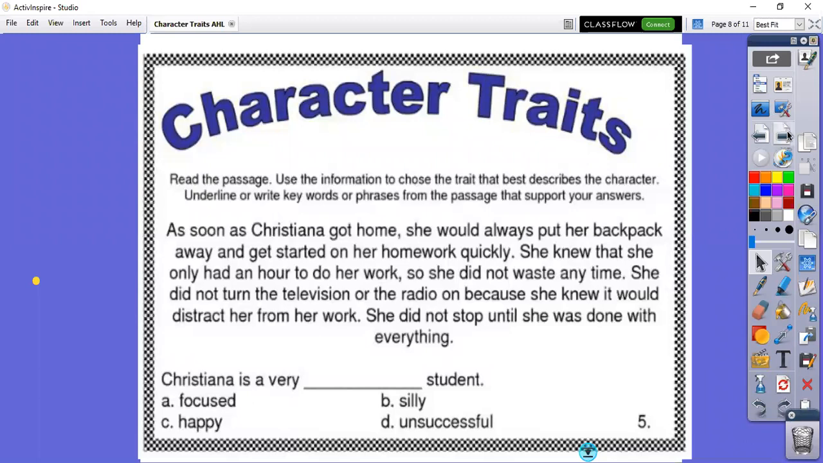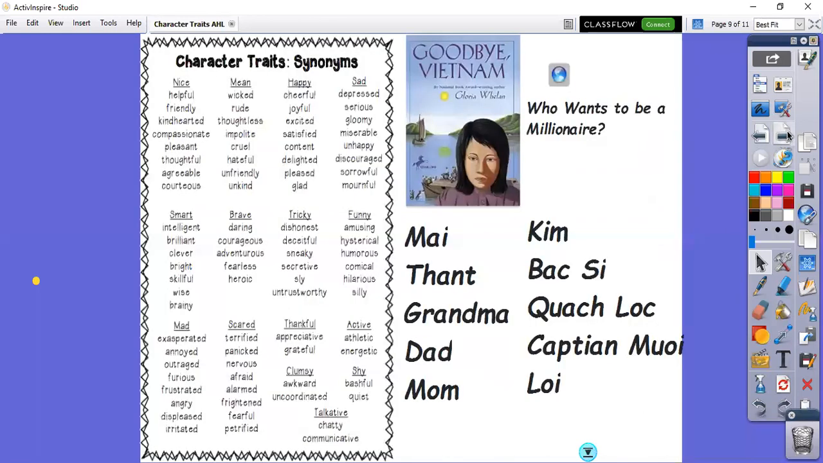Good job, guys. So you've got to look at, what is she doing? How do we know that? She comes home and gets started right away. How do we know she's focused? She doesn't even turn on the TV or the radio. How do we know she's focused? She doesn't stop until she finishes.